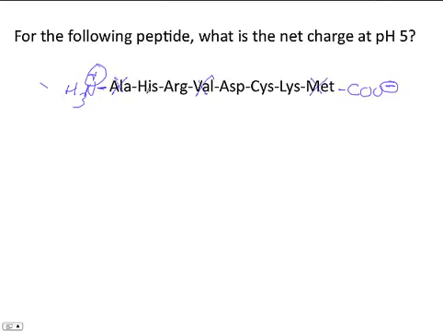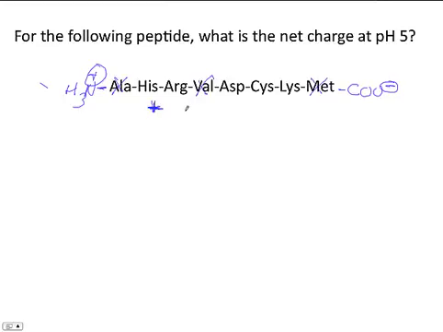So histidine has the imidazole ring in its R group. The imidazole ring, in this case, histidine has a pKa of about 6. So we are below the pKa. The pH of 5 is less than the pKa of 6. So we expect histidine to be protonated. And when histidine is protonated, it has a positive charge. So from histidine, we get a +1 charge.